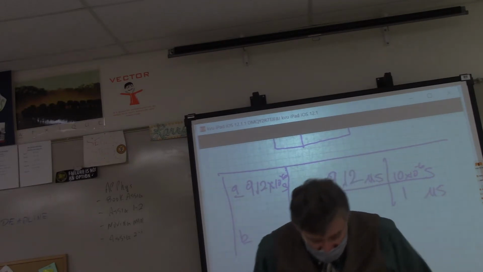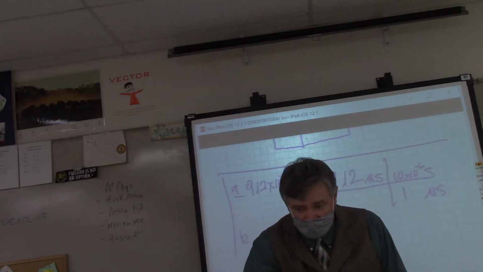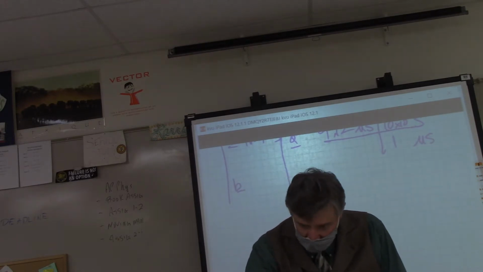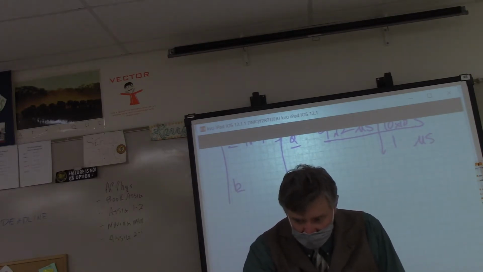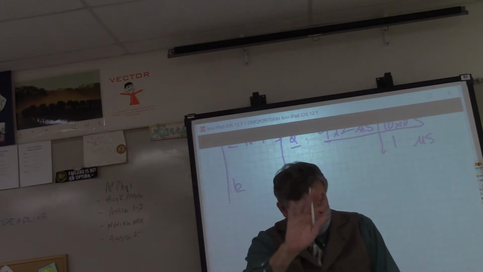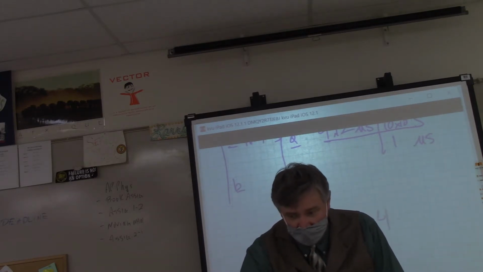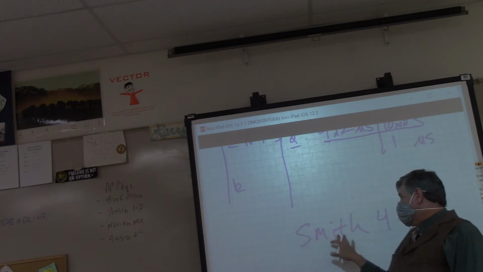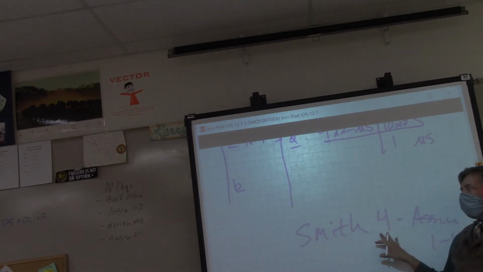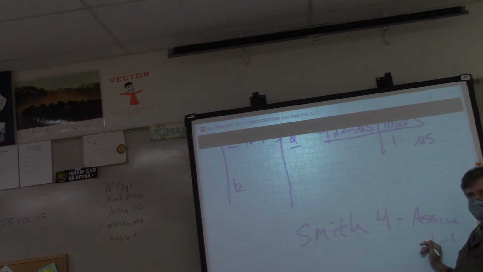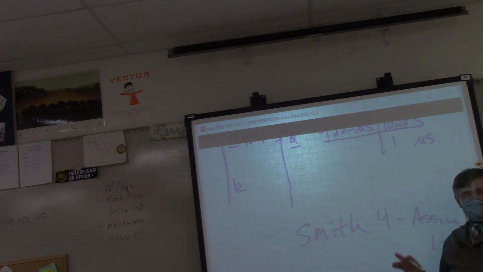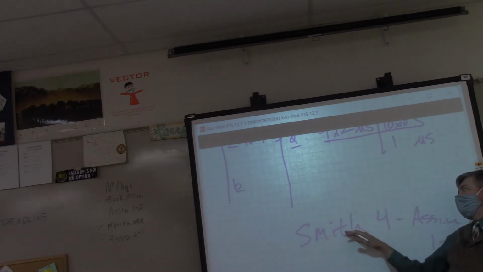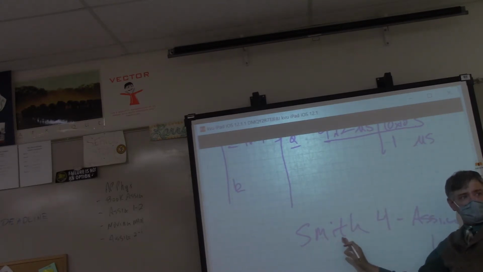When you send this in, you're going to have your name, and then you guys are in fourth block, so you'd have like Smith 4, and then assignment 1-1, because that way I know whose it is, I know you're in fourth block, and I know what assignment that is. I've got to keep track of assignments from you guys, from my third block class, from my first block class, who's handing what in. This is just a matter of me keeping it easy.